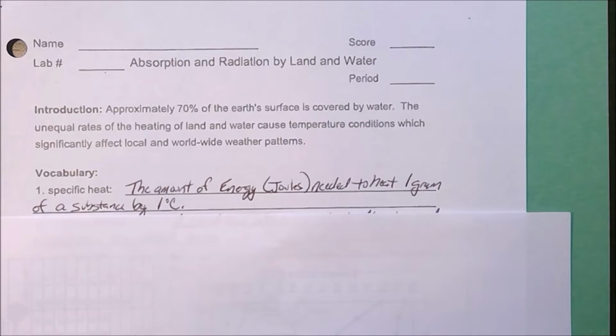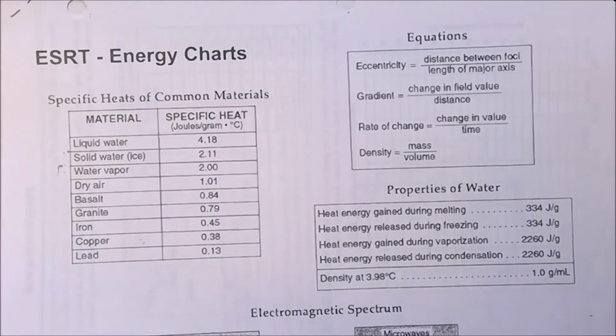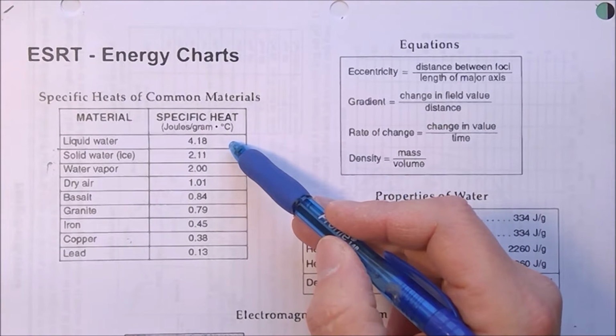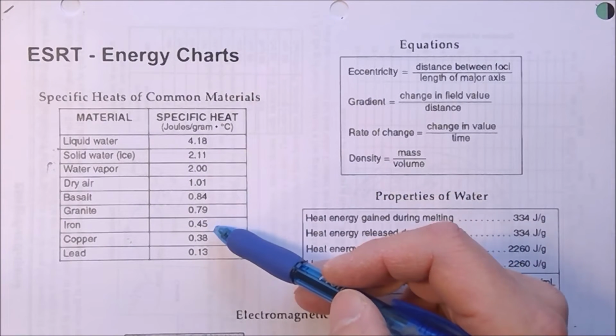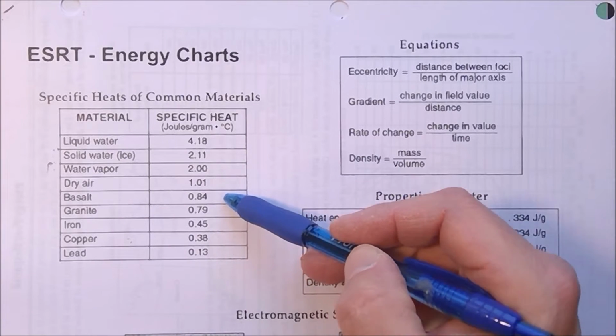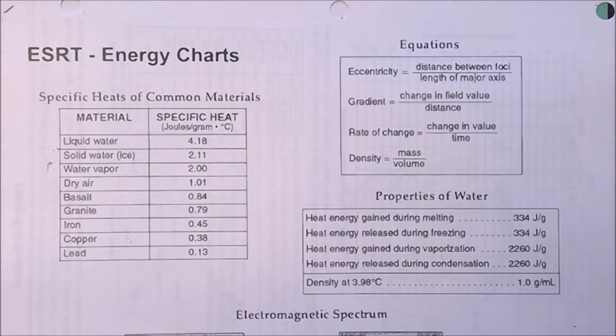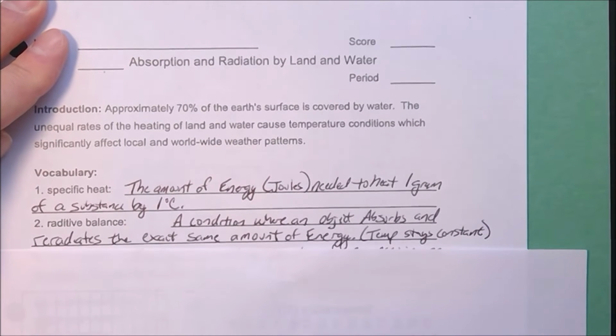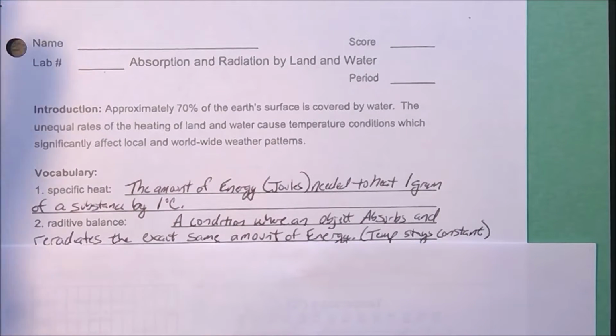So when you look on the reference table, any material with a high specific heat like liquid water takes more time to heat up. In this lab, we're heating water with a specific heat of 4.18 joules per gram degree Celsius, and then we're heating soil, which is more like the basalt or the granite, which has a much lower specific heat.